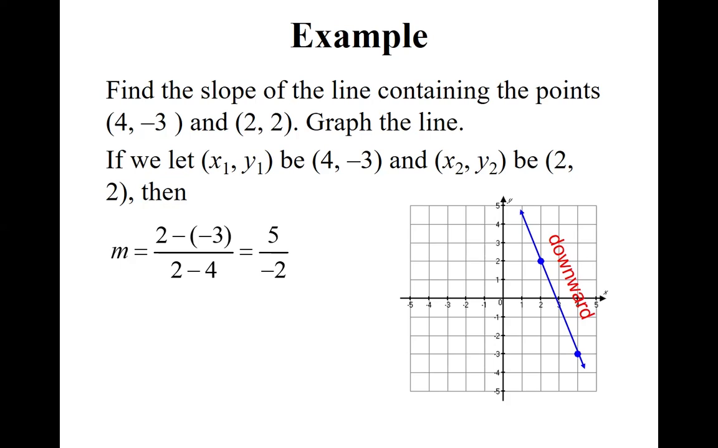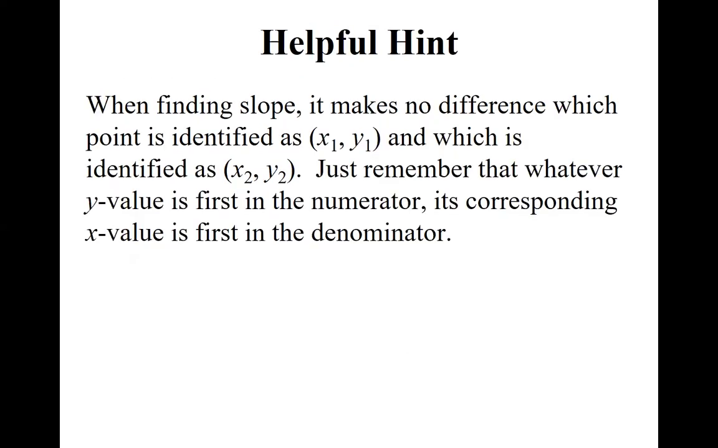Now, you might be thinking, what if I picked the other point? What if I let my x1, y1 be 2, 2, and I let my x2, y2 be 4, negative 3? That's okay. When finding slope, it makes no difference which point is identified as x1, y1, and which is identified as x2, y2. Just remember that whatever y value is first in the numerator, the corresponding x value must be first in the denominator.